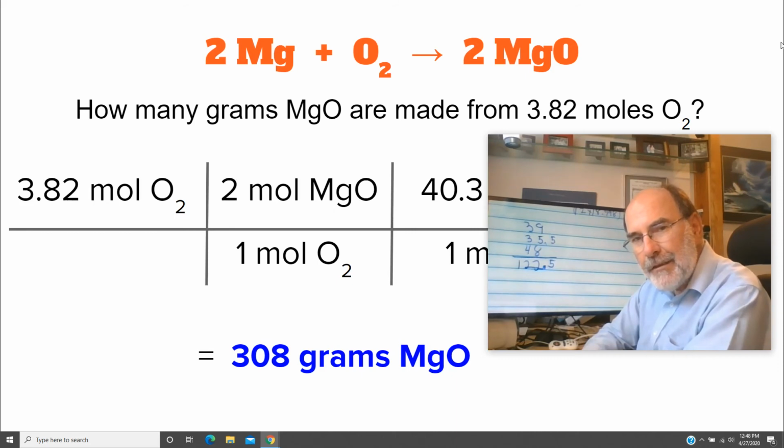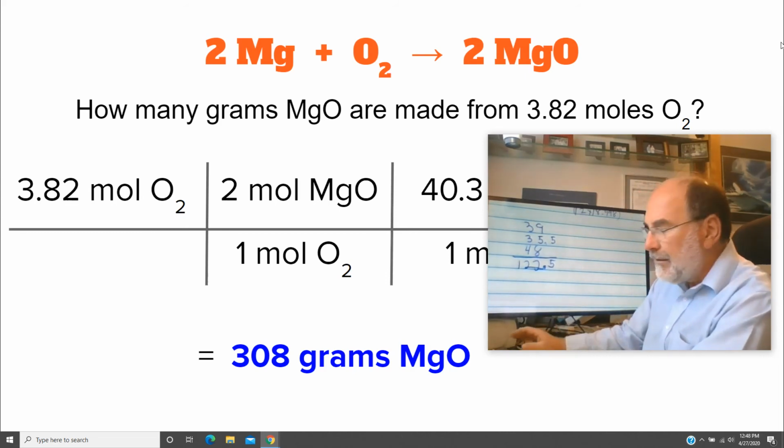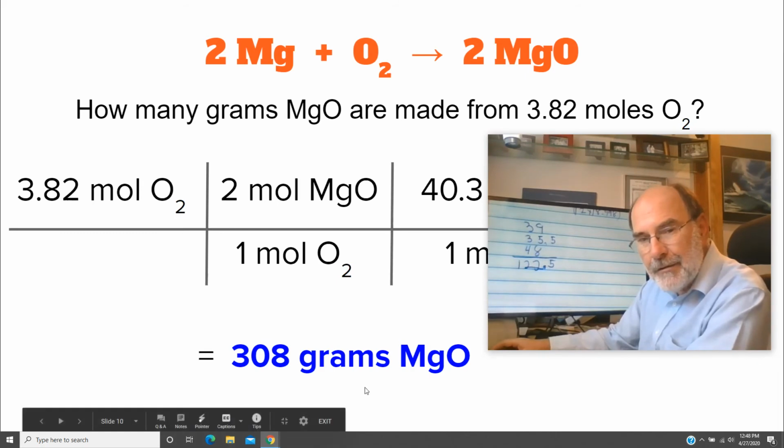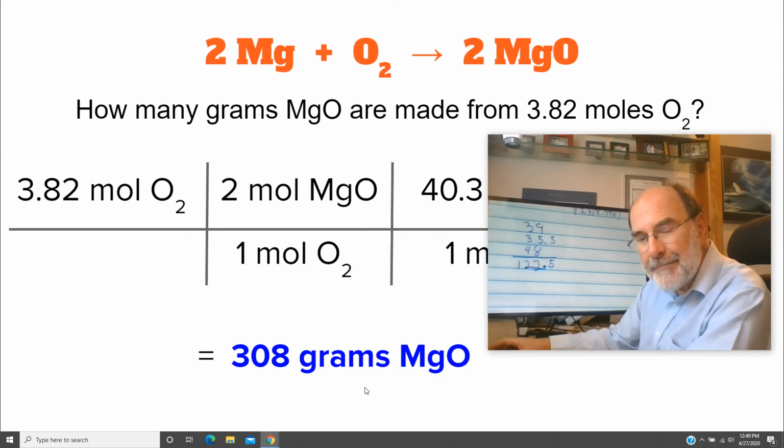So if I started off with 3.82 moles of magnesium and 3.82 moles of oxygen gas, I'm going to end up with 0 moles of magnesium left over. That's the limiting reactant. It's all used up. And I'm going to end up with half of 3.82 moles of oxygen gas left over. That means my final answer will be reduced by a factor of 2. Instead of 308 grams of magnesium oxide, I'm only going to be able to produce half that amount, which you know in your head it would be 154 grams.